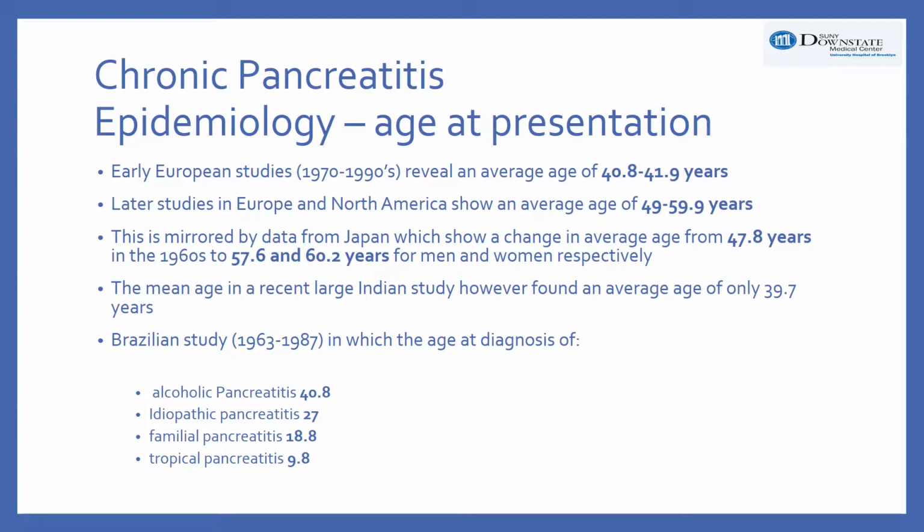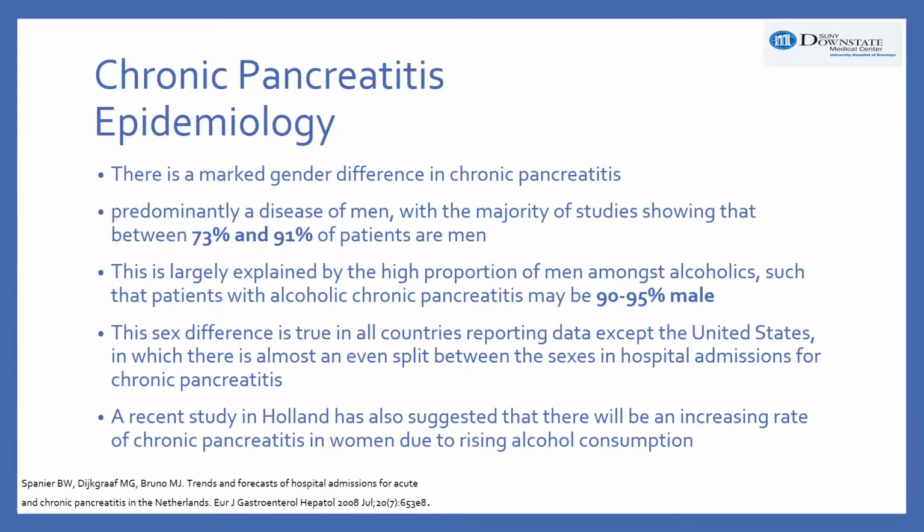There is some recognition that came from the Brazilian study, however, that alcohol pancreatitis was seen only in 40% of patients, and then they really concentrated on some of the other things, identifying idiopathic pancreatitis, familial, and tropical pancreatitis, which now is probably believed to be somewhat of an idiopathic pancreatitis, going away from the tropical terminology. There is a marked gender difference, of course. Predominantly, it's a disease of men.